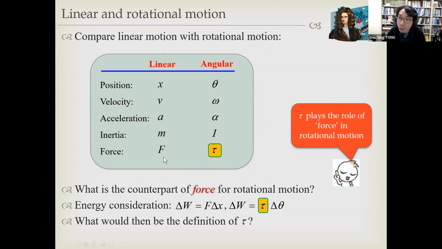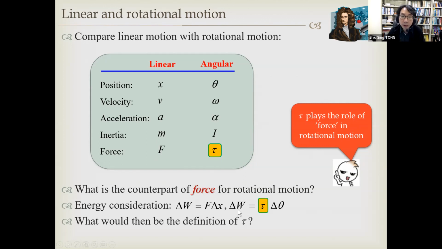But we also have the force for the linear situation. The linear situation is the force. So what corresponds to the rotational form of the force? I would suspect that there's a quantity there that corresponds to the rotational counterpart of the force, and that quantity is a torque. Torque plays the role of force in rotational motion.